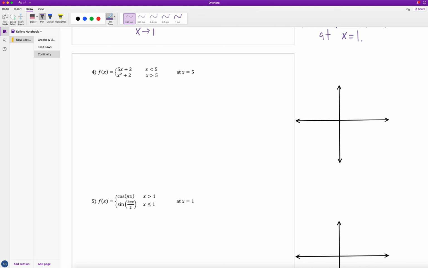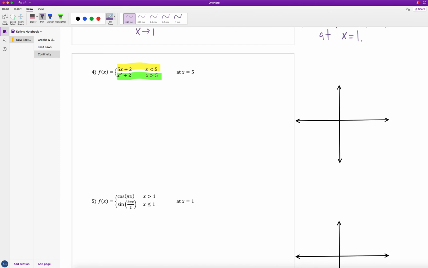Let's go ahead and read it. So it says f of x equals 5x plus 2 when x is less than 5. And then for the bottom case, it says f of x equals x squared plus 2 when x is greater than 5. Well, the first thing I'm noticing is, where is the equals to bar? Which function do I get to use when x equals 5?